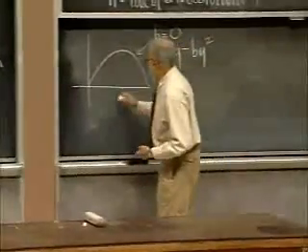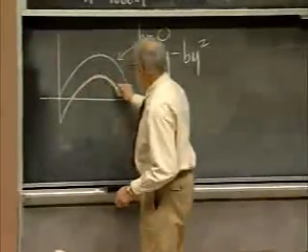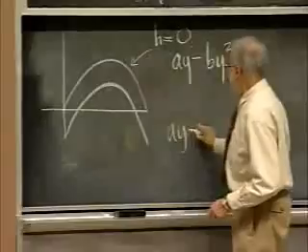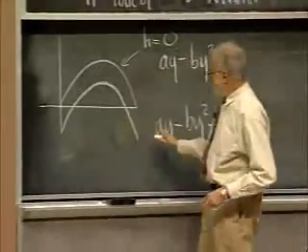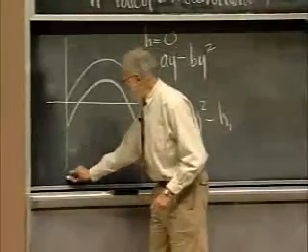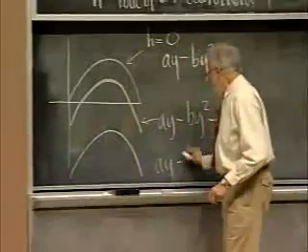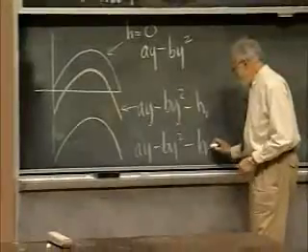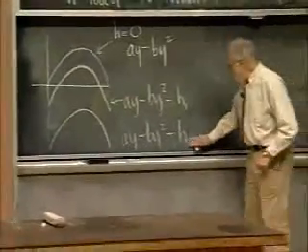So for example, if I lower it by h somewhat, it will come to here. So this is some value, ay minus by squared minus h1, let's say. That's this curve. If I lower it a lot, it'll look like this. So ay minus by squared minus h2, a lot.